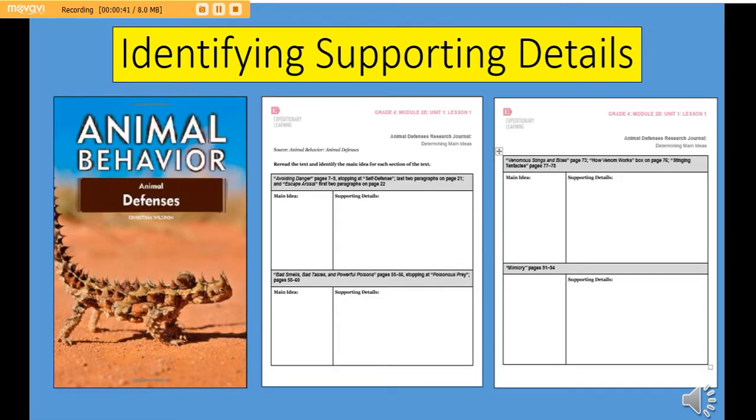Today we're going to be building off the work that we began in Lesson 5. We're going to be looking at the same sections of text from our animal behavior book. And now that we have our main ideas figured out, we're going to look for details that support those main ideas. Be sure you have some post-it notes for this lesson so that you can find the supporting details in the text. Pause the video now if you need more time to locate these materials.